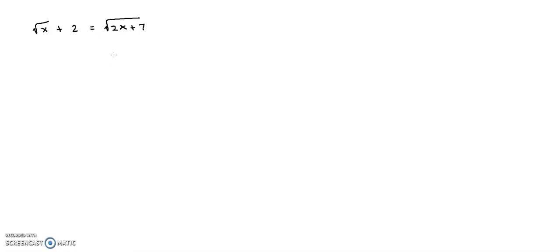So you want to get one of the square roots by itself. It doesn't really matter which one. My preference is to get the messier one by itself. That makes life a little bit easier later, but if you get the other one by itself, it'll still work. So I've got the messier square root by itself here. See, 2x plus 7 is a little bit messier than just x by itself.